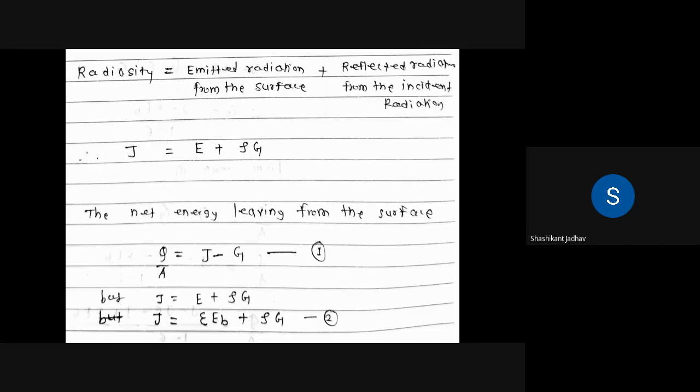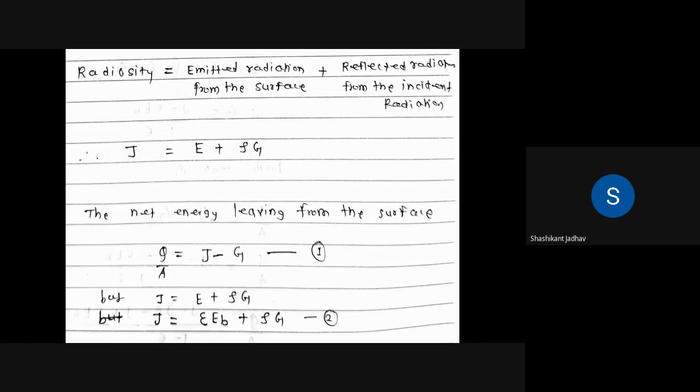So capital J is equal to epsilon into EB. Epsilon is the emissivity, and EB is the emissive power of a black body, plus rho into G. From the definition of emissivity, we can write E upon EB. From that, E is equal to emissivity into EB. So in place of E we have written epsilon into EB. So write down that equation: J is equal to epsilon into EB plus rho into G, and that is equation number 2. All of you write down equation number 2.